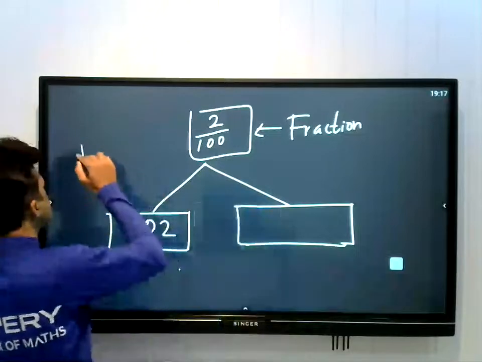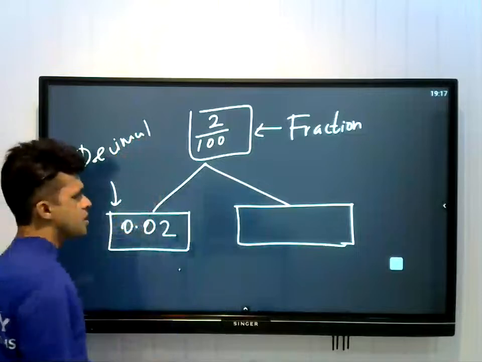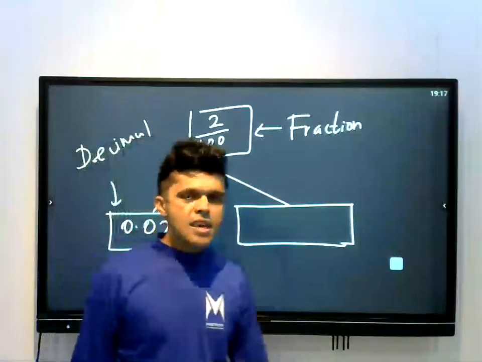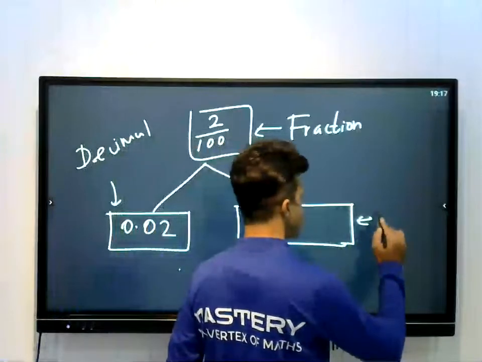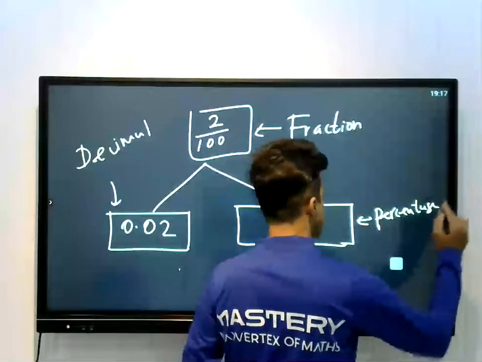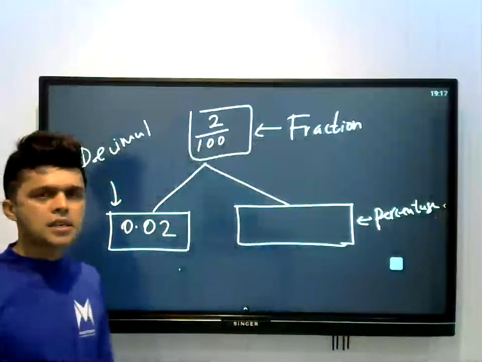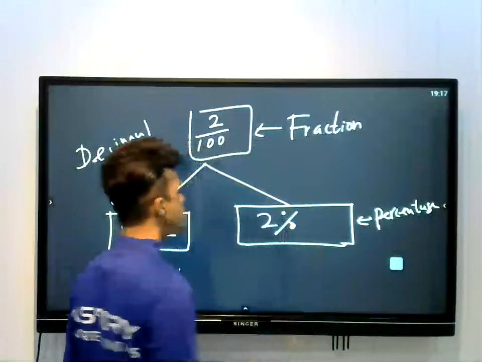Decimal number is 0.02. What should be the related percentage? Percentage equals 2%. The percentage is 2%.